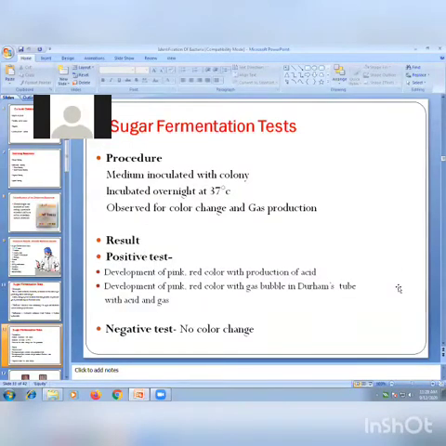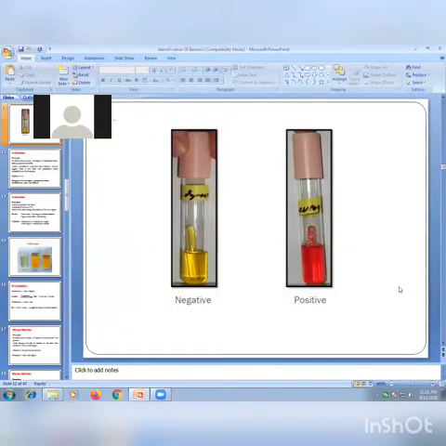Now the procedure: the medium is inoculated with a colony, incubated at 37 degrees centigrade overnight, and observed for color change and gas production. Result: positive test, development of pink red color with production of acid, and gas bubbles in Durham's tube indicate gas production. Negative test, no color change, no bubble. So here you observe the first one is yellowish or colorless, negative, while here the change in color, yellow to pink, indicates the positive test, and also in that Durham's tube we are observing air bubbles.